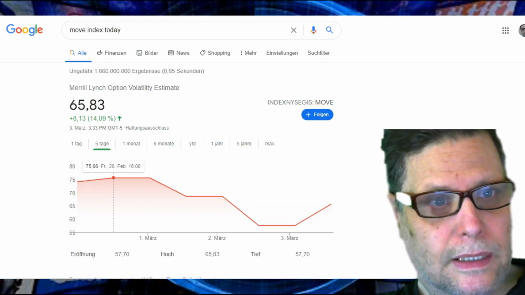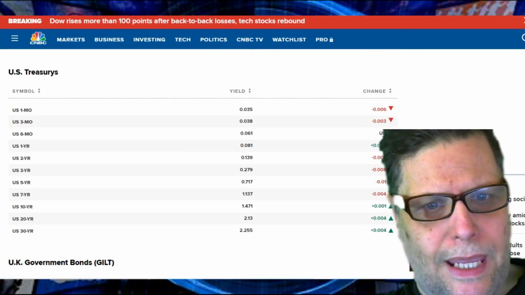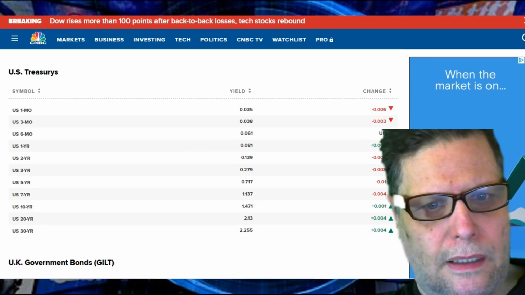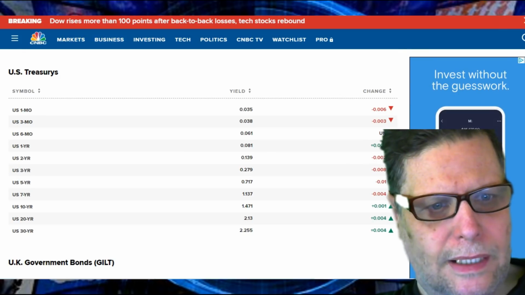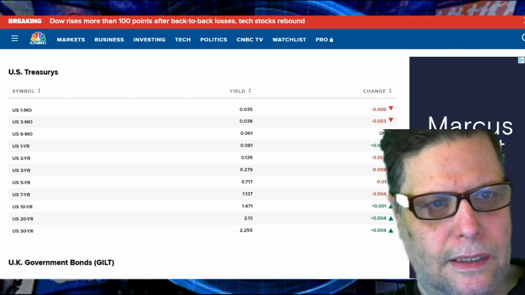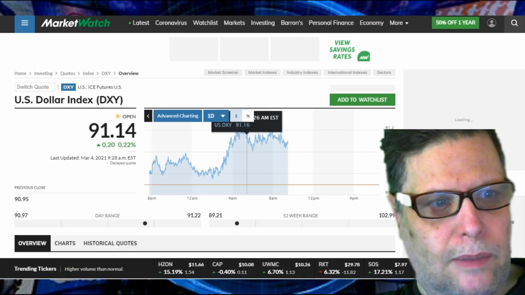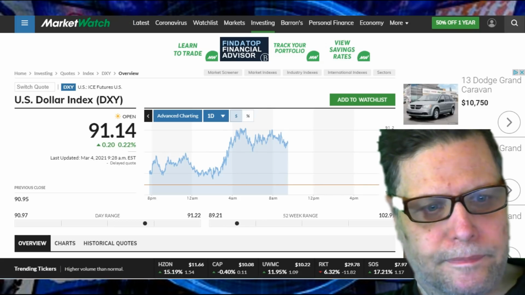So that's what it's doing. Bonds and rates today, looking at a mixed bag. The middle of the yield curve and the short end is falling, and the long end is rising, but it's only marginal today. It's not real big. 1.47 on the U.S. 10-year, and 2.25 on the U.S. 30-year today on the bond market. Dollar index today, we're looking at 91.14, and the dollar's taking a little bounce.